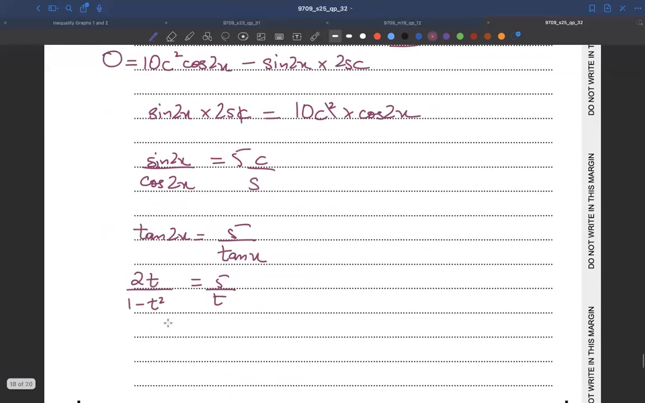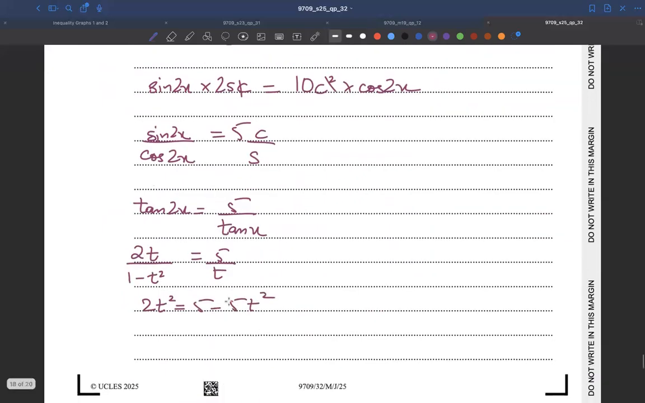2 tan squared equals 5 minus 5 tan squared. So 2 tan squared plus 5 tan squared will make it 7 tan squared equals 5, and tan squared would be equal to 5 upon 7.